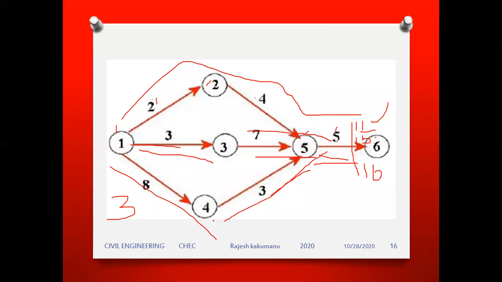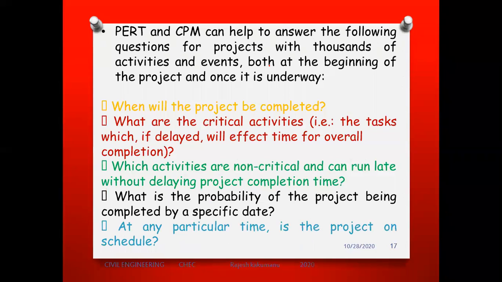So this is a network diagram that I have shown. Now I am also showing a simple estimation we can do. If this is the exam question, you will have a table format. By seeing the table you have to construct this diagram. When you complete this diagram, they will give 3 marks or 4 marks depending on the weight of the question. The remaining are simple definitions, like what is a critical path, what is a source, etc. PERT and CPM can always help answer questions for projects with thousands of activities and events, both at the beginning of the project and once it is underway, right?